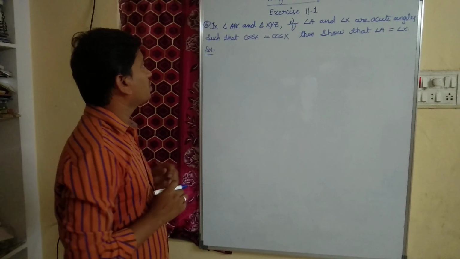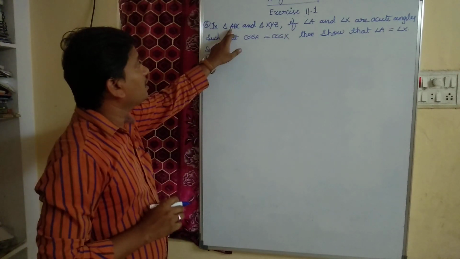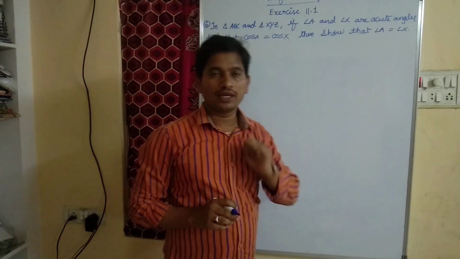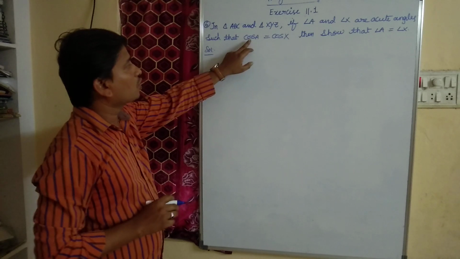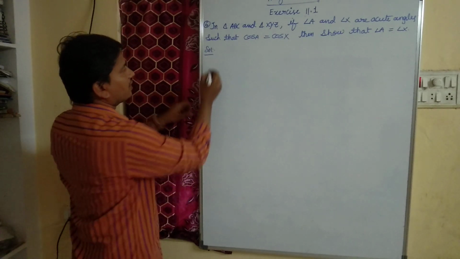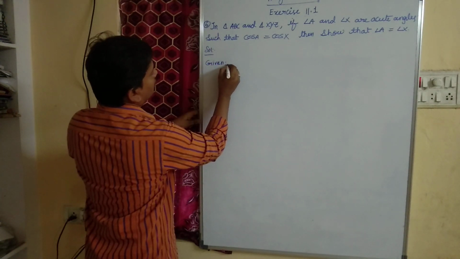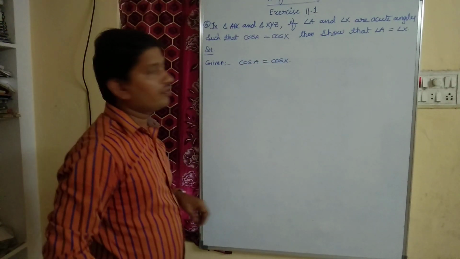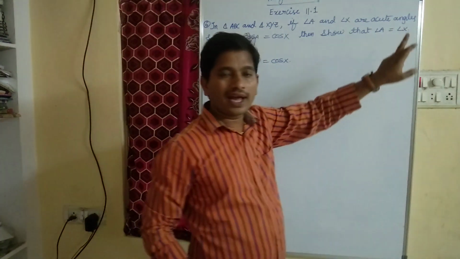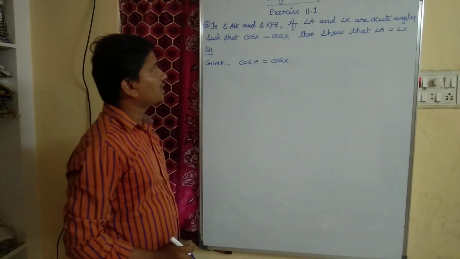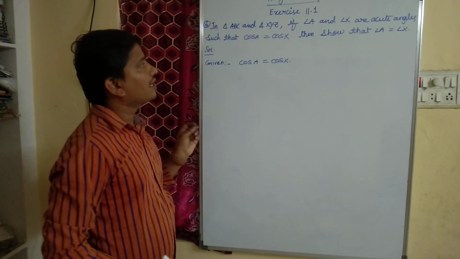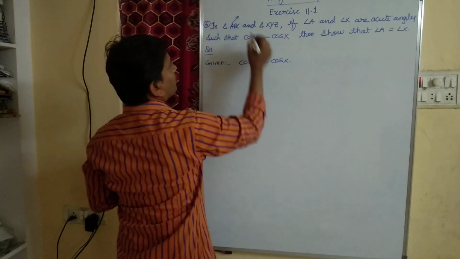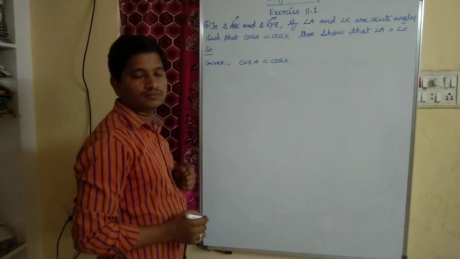Yes. Now coming to the sixth question. In triangle ABC and triangle XYZ, if angle A and angle X are acute angles such that cos A equals cos X. What is given? Given cos A equals cos X. Then we need to show that angle A equals angle X. Actually children, they have given two triangles, ABC and XYZ. In those two triangles, angle A is an acute angle and angle X is an acute angle.